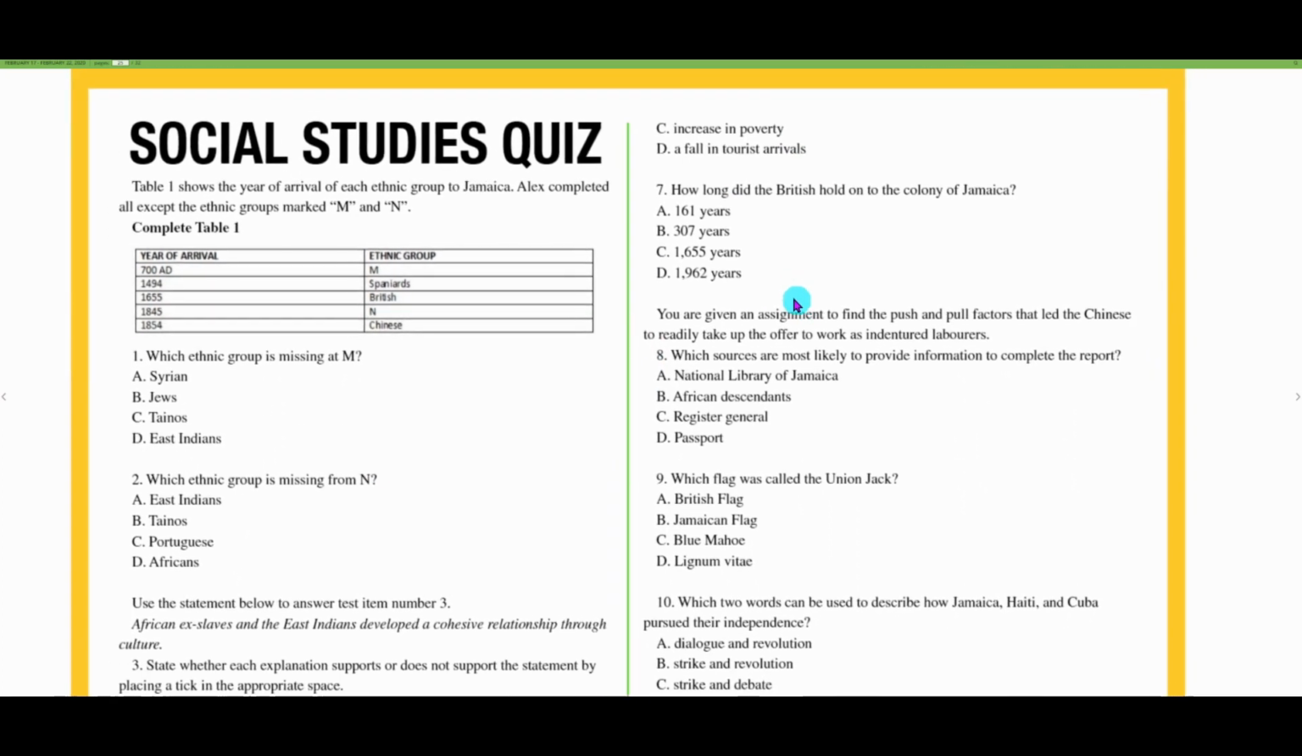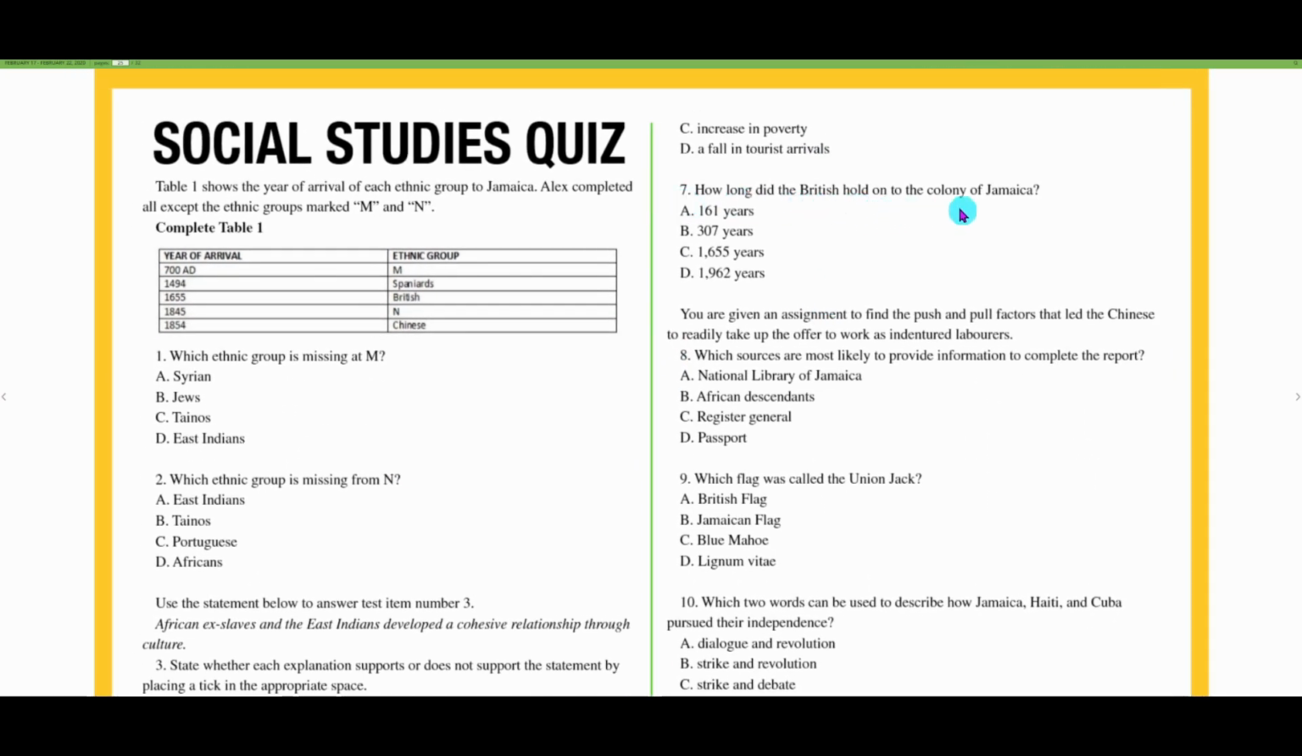Number 7, how long did the British hold on to the colony of Jamaica? 161 years, 307 years, 1,655 years, 1,962 years. No. So calculate now from 1655 to 1962. And that's about 300 years. So option B.